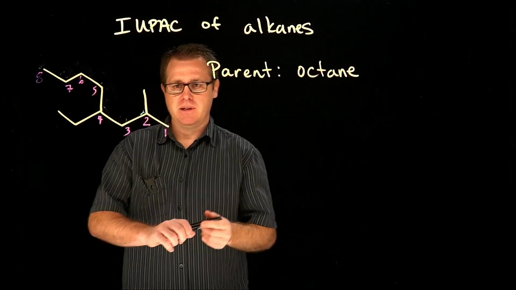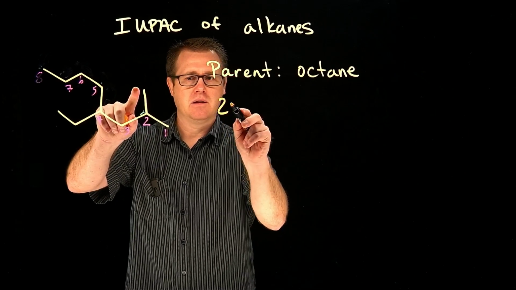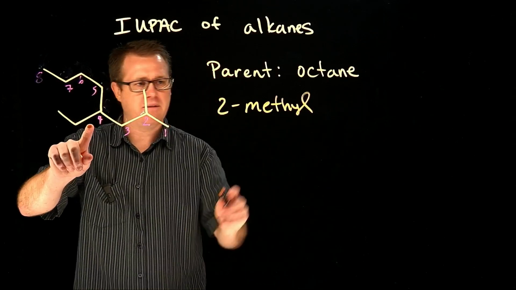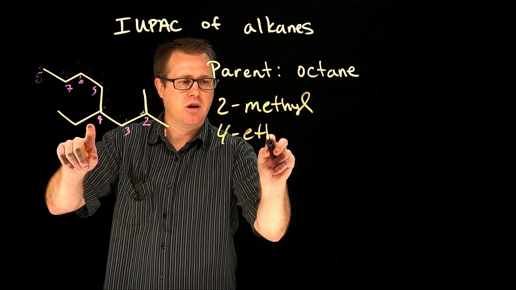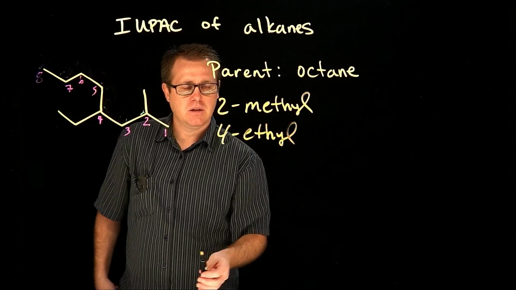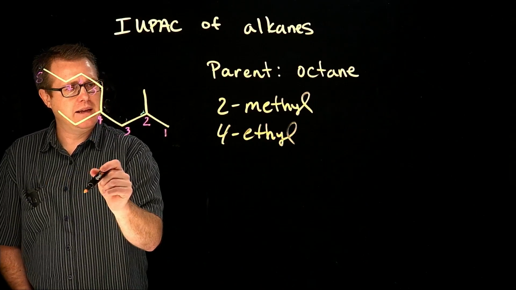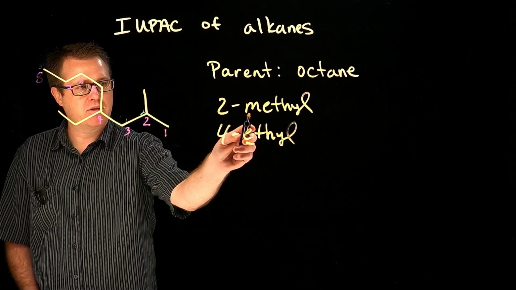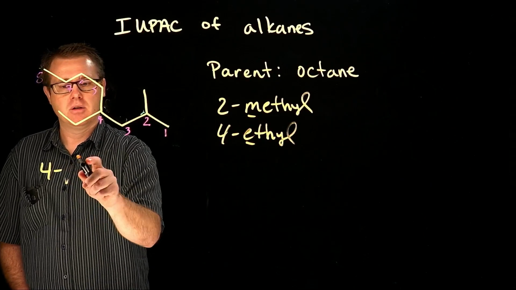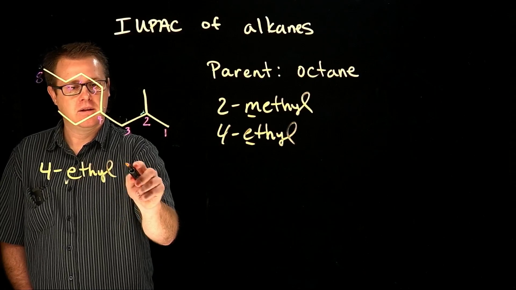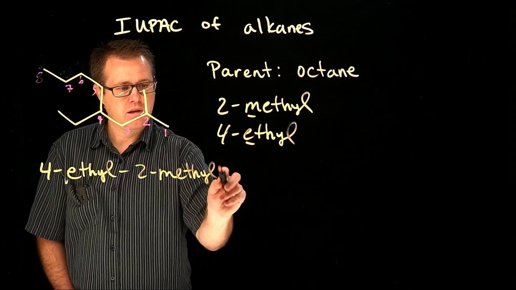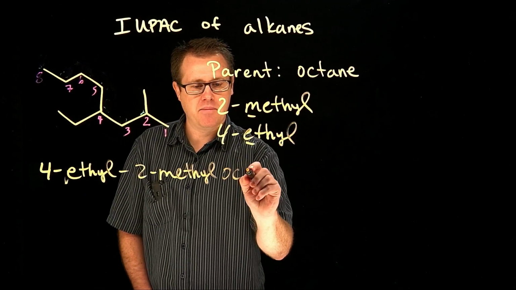So where are those substituents? We have a methyl at carbon 2. Keep going. We have an ethyl at carbon 4. That's it. Okay, so the correct name would be in alphabetical order. E comes before M, so 4-ethyl-2-methyl. And then we tack on the parent name.